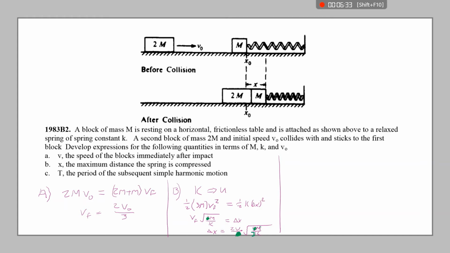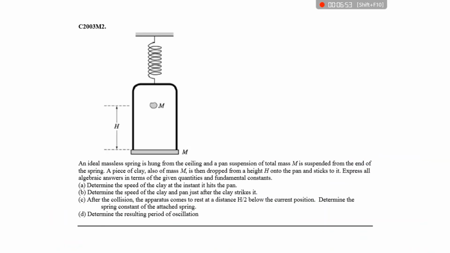Okay. How about my period? It's 2 pi square root m over k. And what's then our m? M is 3m. Okay. Oh, we just leave it like this? Yep, that's all I asked for. Okay. And then last one.